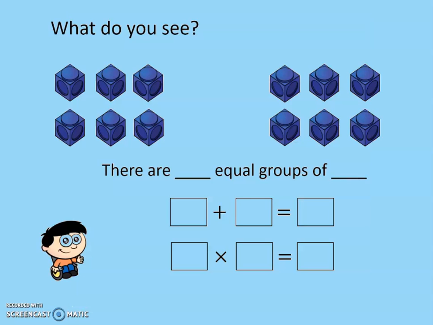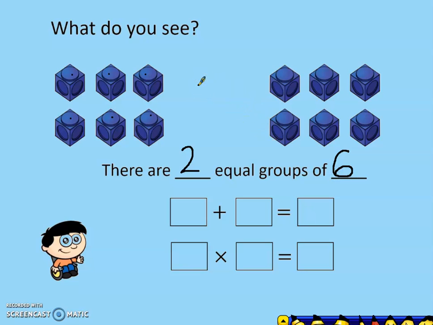For today's main part of the lesson, we're going to be moving on from what we were doing yesterday, where we were grouping our objects, to turning these groups into calculations. So to start with, have a look at the cubes. How many can we see? How many groups are there first? I can see quite clearly that there's 2 groups. So there are 2 equal groups of how many cubes in each group? 1, 2, 3, 4, 5, 6. So there are 2 equal groups of 6.